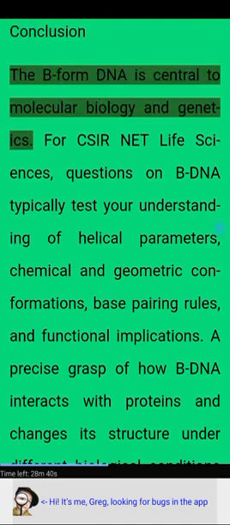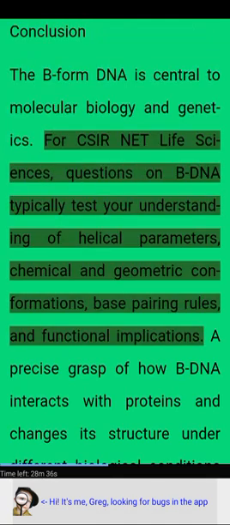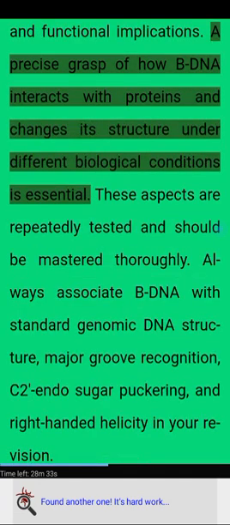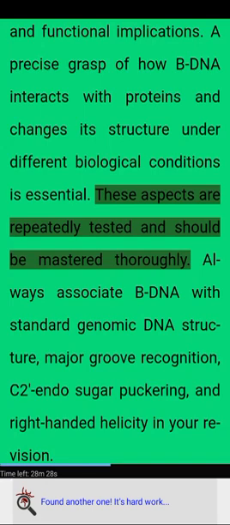Conclusion. The B form DNA is central to molecular biology and genetics. For CSIR-NET life sciences, questions on B-DNA typically test your understanding of helical parameters, chemical and geometric conformations, base pairing rules, and functional implications. A precise grasp of how B-DNA interacts with proteins and changes its structure under different biological conditions is essential. These aspects are repeatedly tested and should be mastered thoroughly.